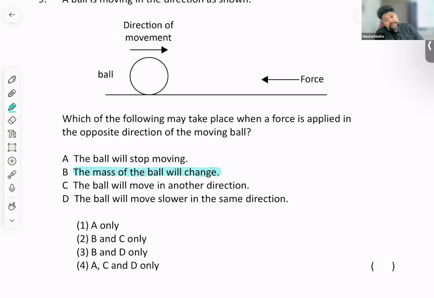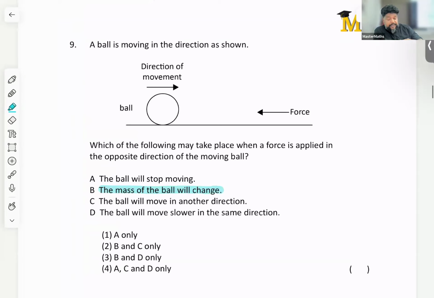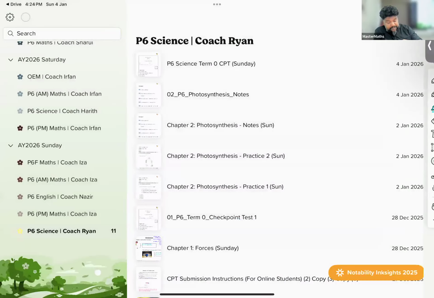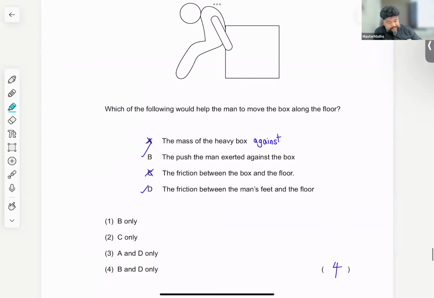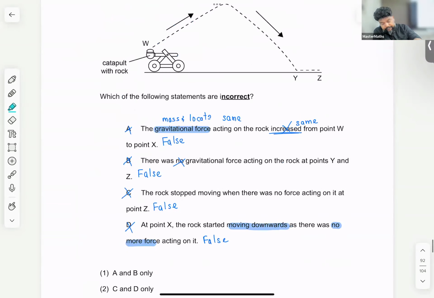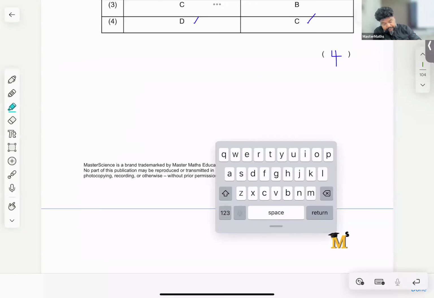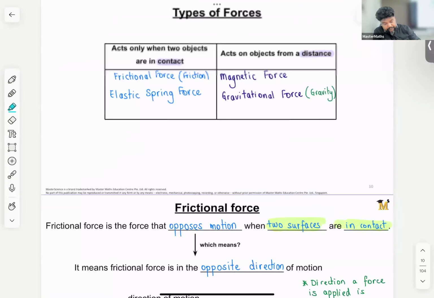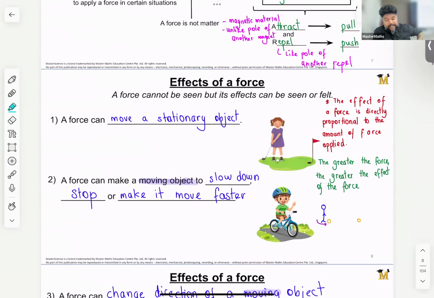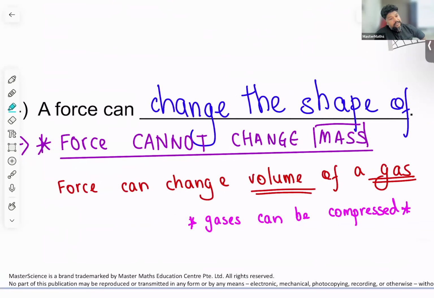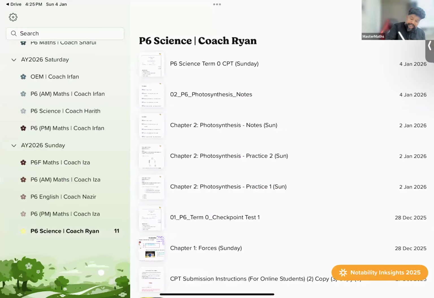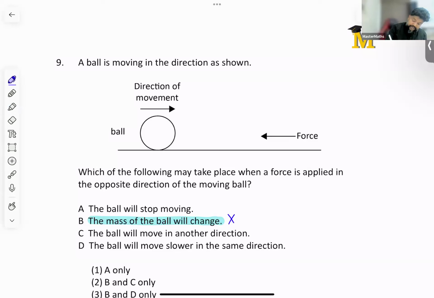Can never, right? Santosh, can force change the mass? Remember our topics we learned, right? What can a force do? Can force change the mass? Force cannot change the mass. Remember, force cannot change mass. Okay, Zahirul? Force cannot change mass. So the mass of the objects will never be changed. This is not an effect of forces.